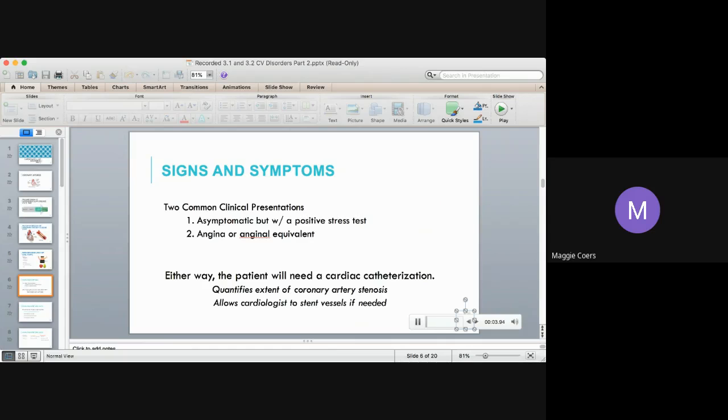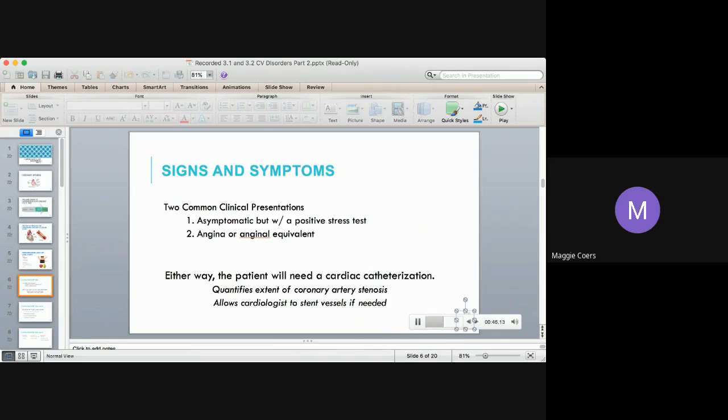Cardiovascular disease can present in one of two ways: either asymptomatic, but with a positive stress test, or presenting as angina or an anginal equivalent event. So an asymptomatic patient with coronary artery disease may just come in for a checkup with their cardiologist. The cardiologist may say, let's do a stress test. And boom, the stress test causes some angina, and they're diagnosed with coronary artery disease. Sometimes coronary artery disease can present as an MI or a heart attack.